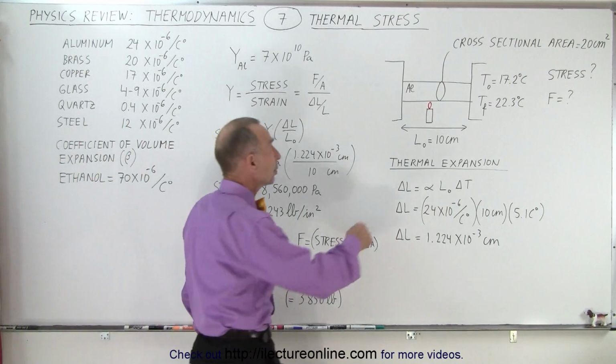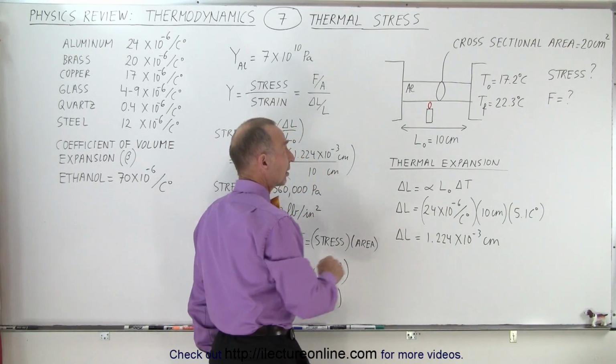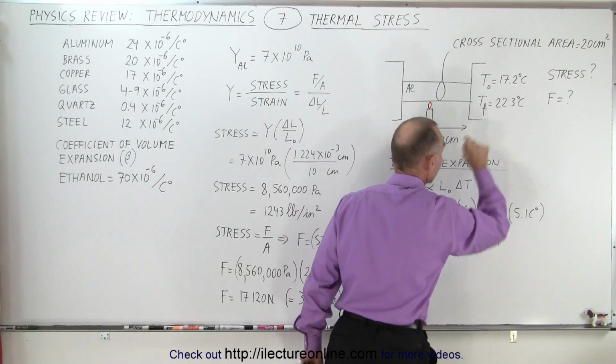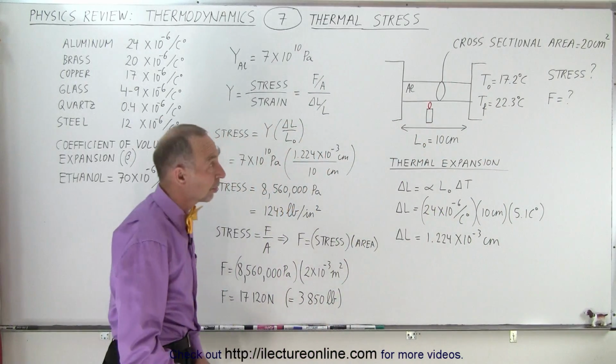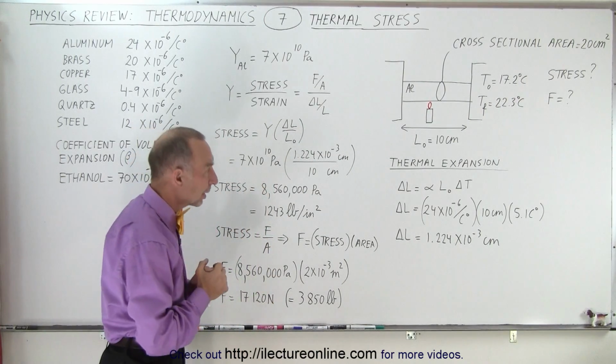So let's say we have an aluminum bar with a cross-sectional area of 20 square centimeters. And let's say that the temperatures change from 17.2 degrees Celsius to 22.3 degrees Celsius. And let's say the length of the aluminum bar was 10 centimeters. What will be the thermal stresses that are built up on that object?